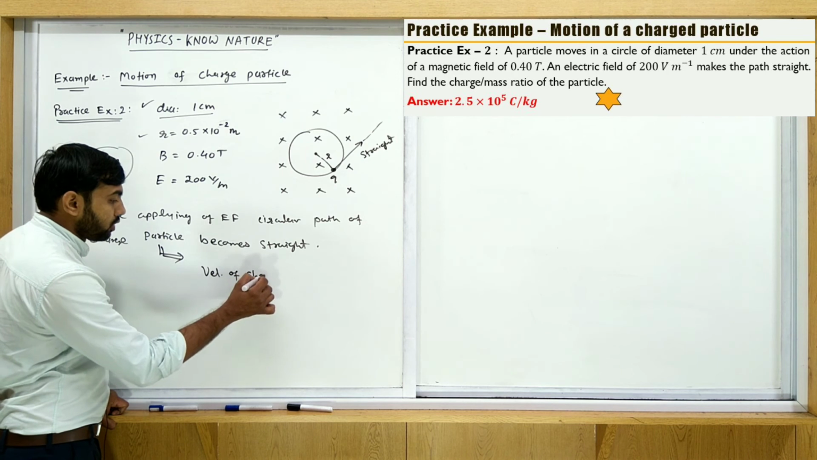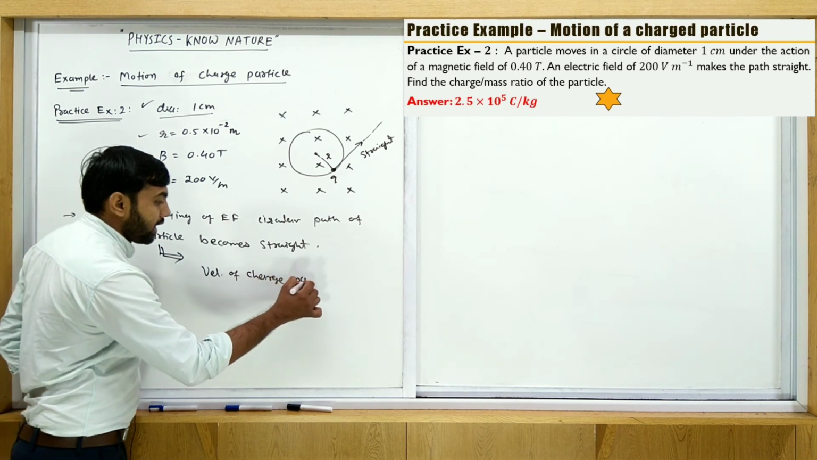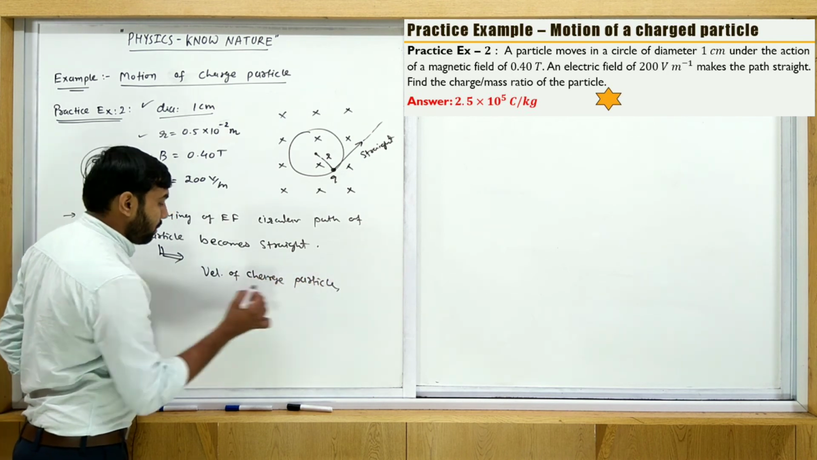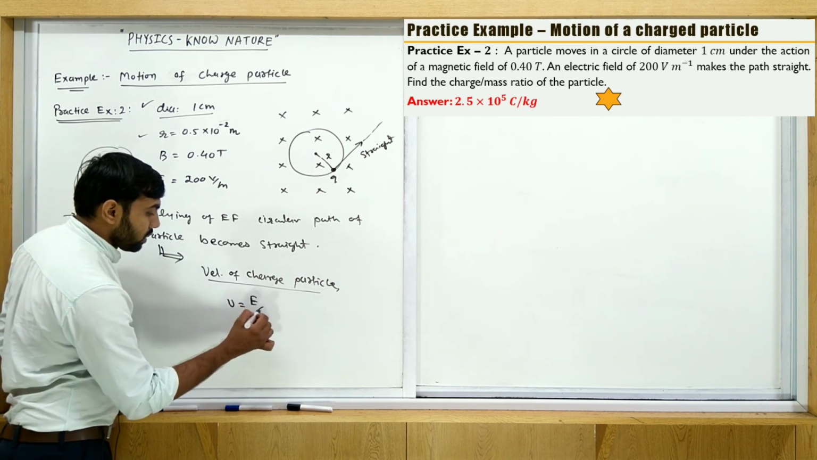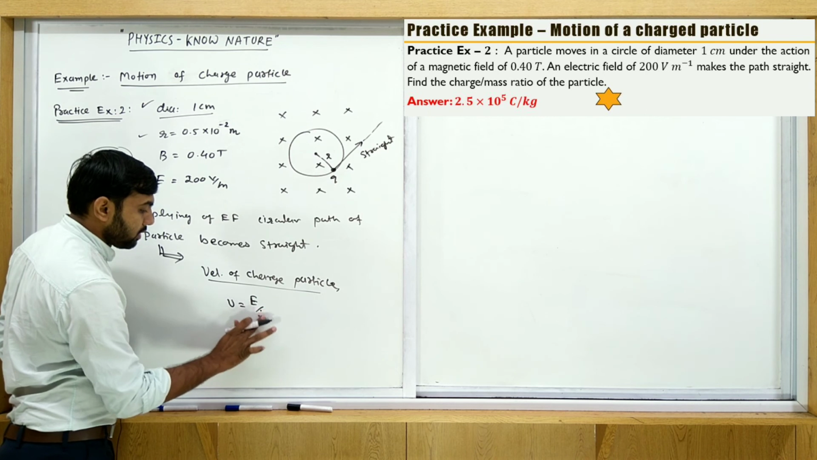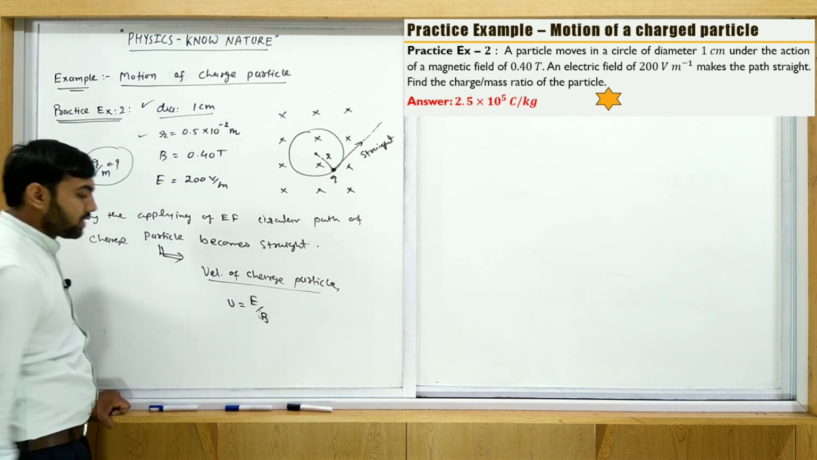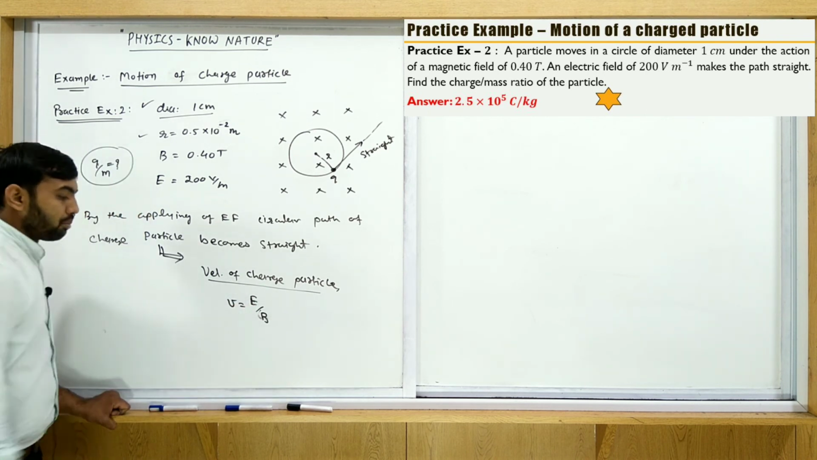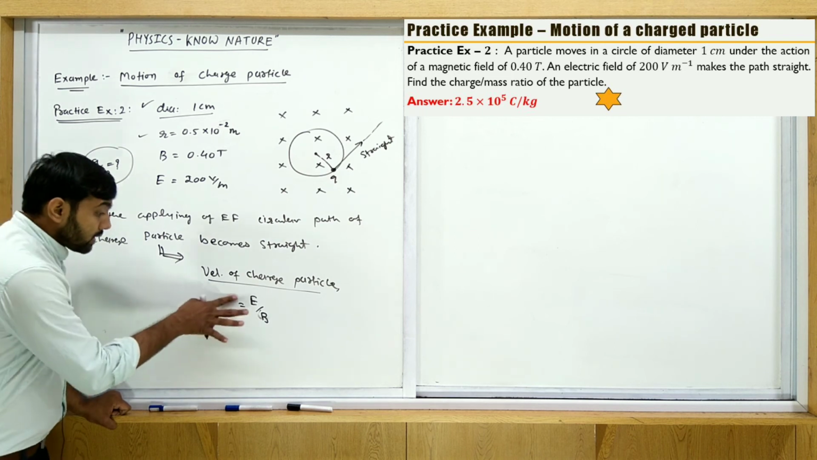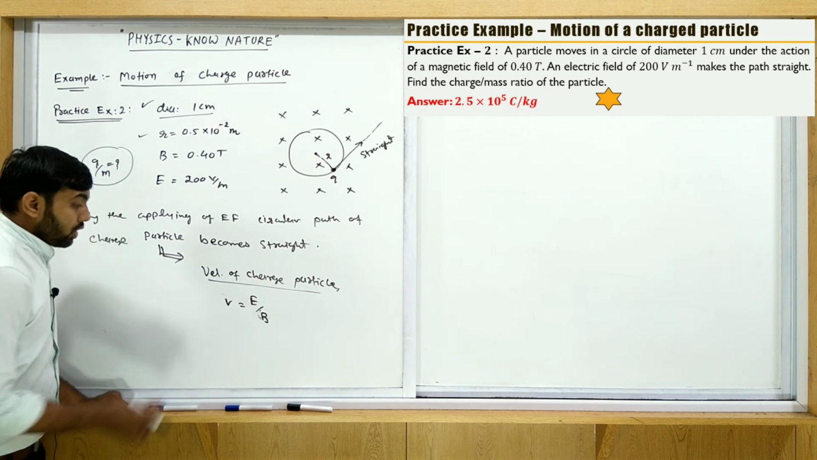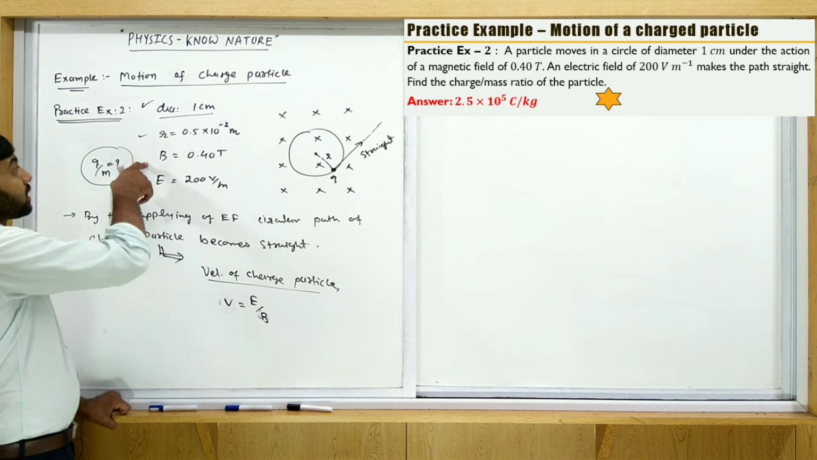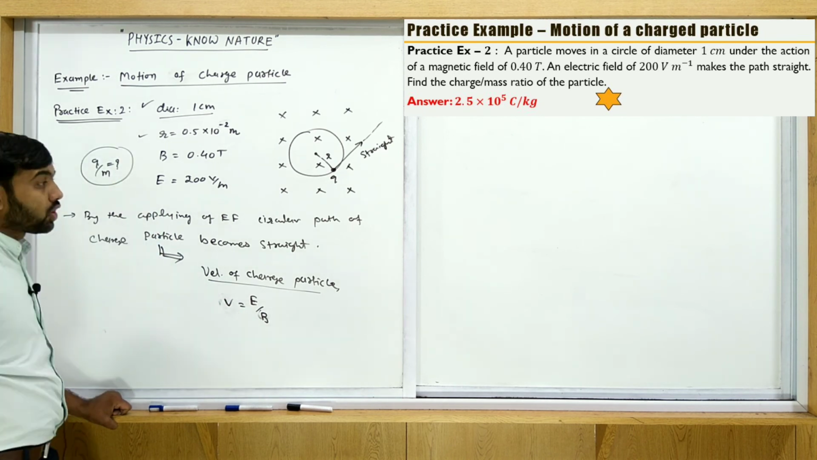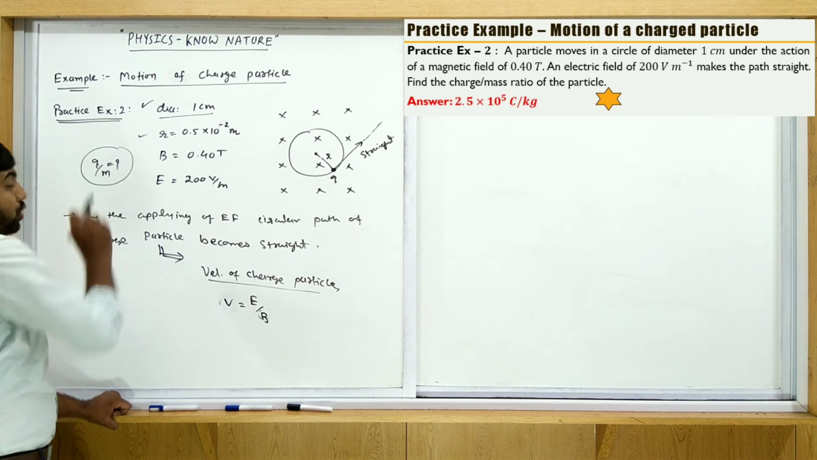Velocity of the charged particle V is equal to what? E by B. V is equal to E by B. Okay, that is the condition of this one. So if V is equal to E by B, E is given, B is given, R is given, V is not given, and you have to find this ratio Q by M.